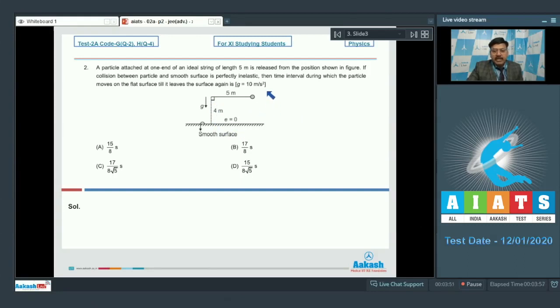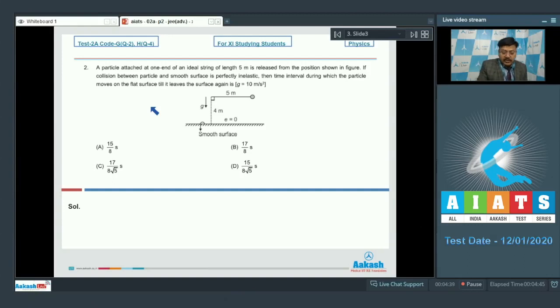So we have to find the time interval during which the particle moves on the flat surface before it leaves the surface. Well, we can apply conservation of mechanical energy to find the speed of the particle before hitting the surface, and its collision with the surface will be an oblique collision and the surface is smooth. So the component normal to the surface will become 0, and the component of velocity parallel to the surface will remain intact till it leaves the surface when the string becomes taut again.